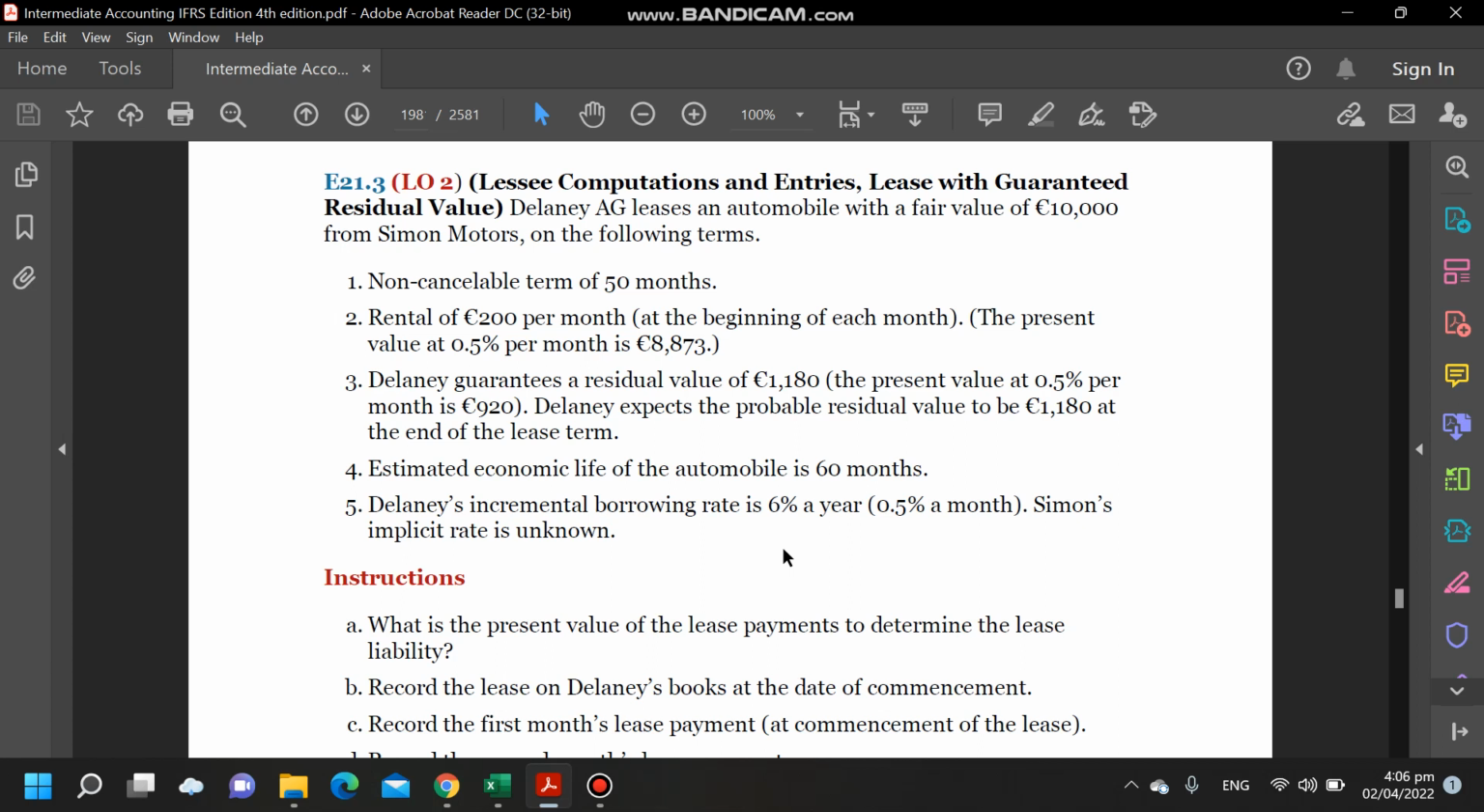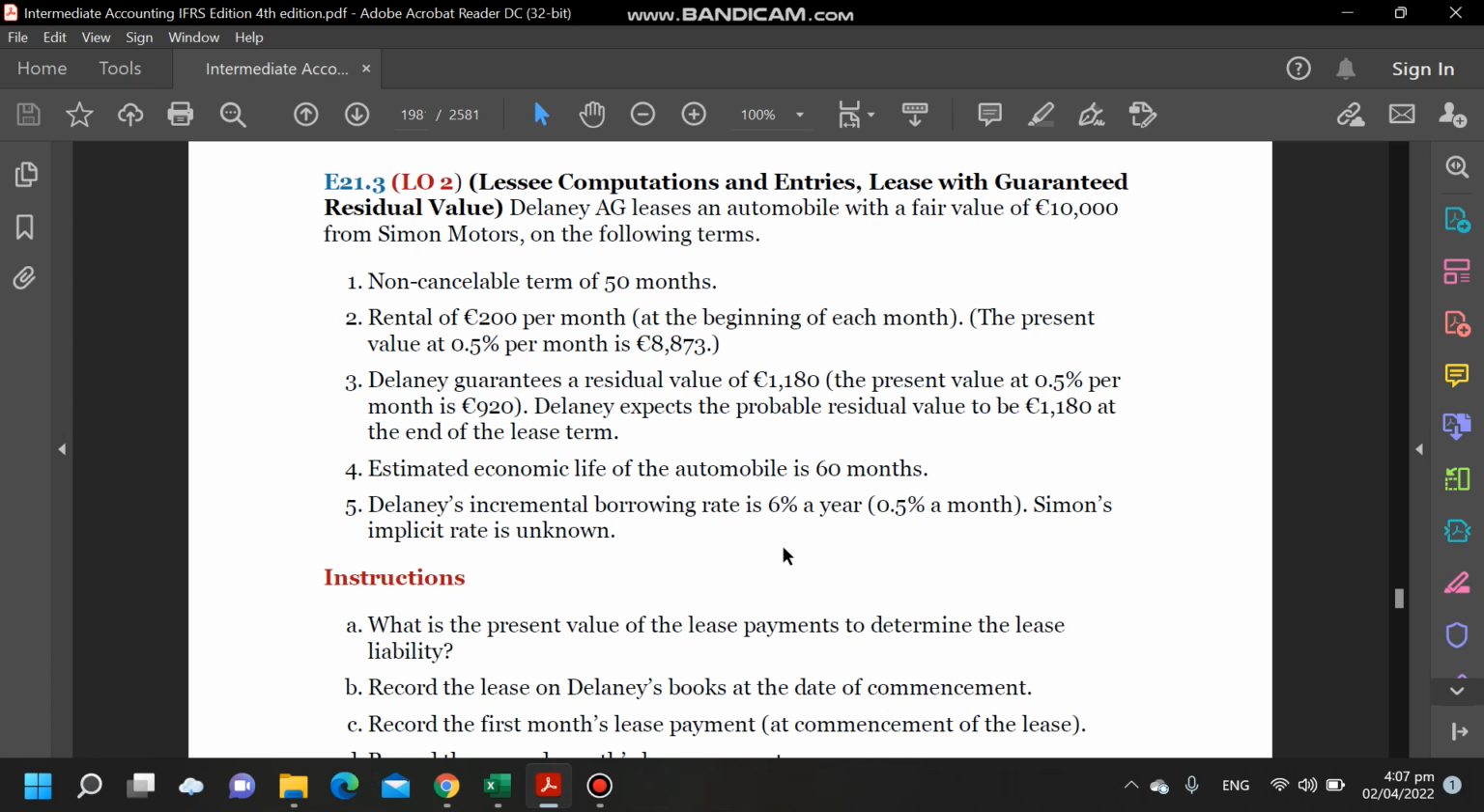The present value at 0.5% per month is 920. And then Delaney expects the probable residual value to be 1,180 at the end of the lease term. And then the estimated economic life of the automobile is 60 months. And then Delaney's incremental borrowing rate is 6% a year, so 0.5% per month. Simon's implicit rate is unknown.